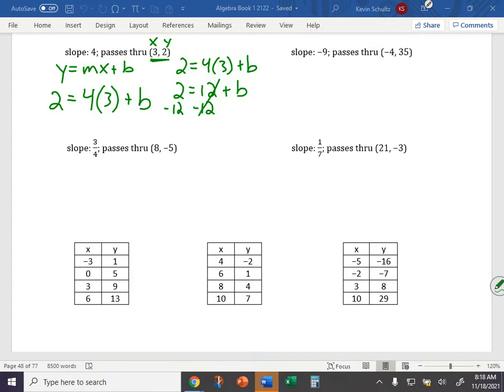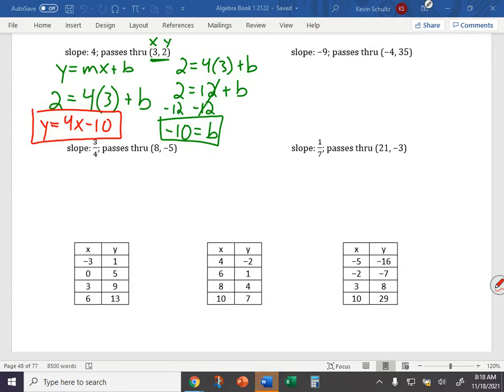Solving a one-step equation with addition and subtraction. Opposite operations, railroad tracks. If I want to get b by itself, since I have a positive 12, I subtract 12 to cancel it out. That leaves me with negative 10 as my value for b. So my equation in slope-intercept form, my final answer, because solving for b only helps me get to my final answer, is y equals my slope of 4 times x, and then my b value of negative 10.